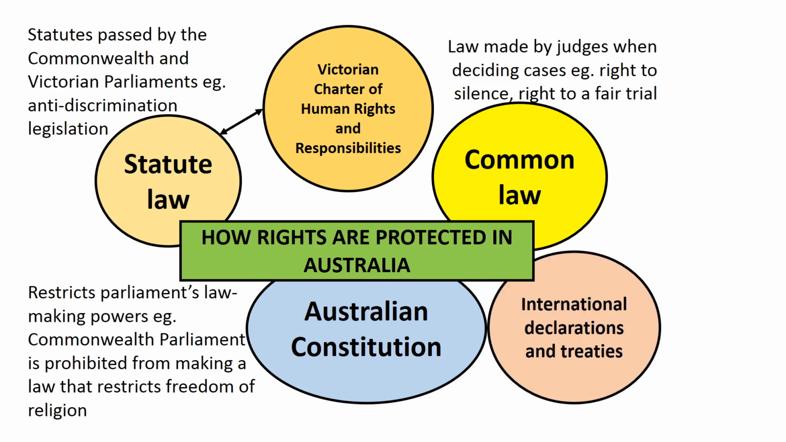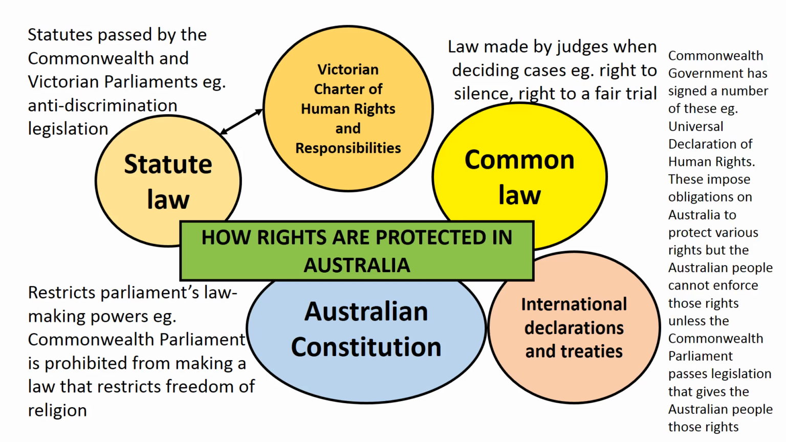The final way through which rights are protected in Australia is by international treaties and declarations. This is what we're looking at in this video. The Commonwealth Government has signed a number of declarations and treaties, such as, for example, the Universal Declaration of Human Rights. These kinds of instruments, that is, these treaties and declarations, impose obligations on Australia to protect rights. However, we, as Australian citizens, can't enforce those rights unless the Commonwealth Parliament has first passed legislation that gives those rights to us.